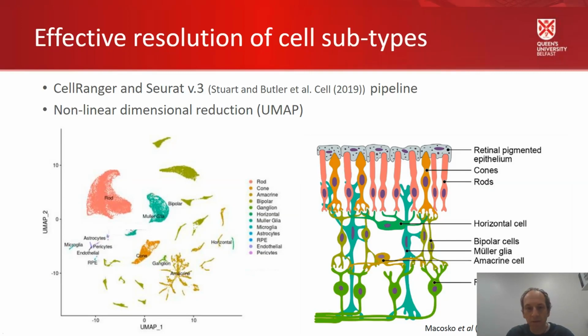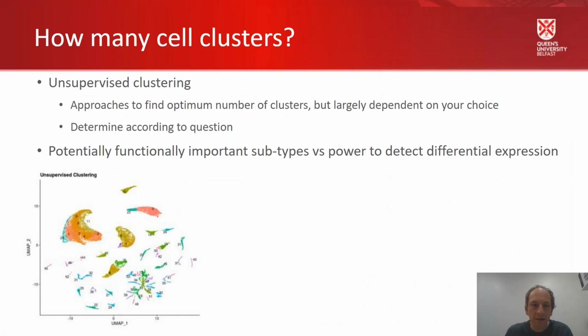And this is adapted from the seminal paper by Macosko et al., which was the first group to use Drop-seq to analyze the retina. So we were quite happy with our initial results. We've got very nice resolution of the different cell types. This kind of raises the question of how many actual cell types or clusters of cells are there? What is the best way to define the different cell types?